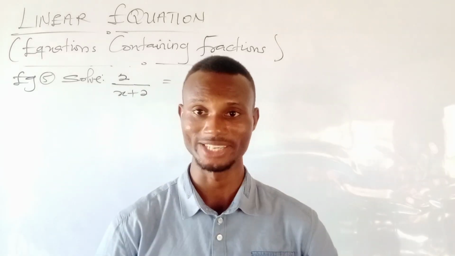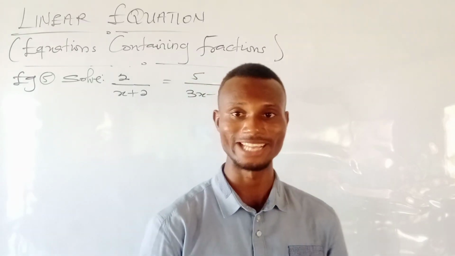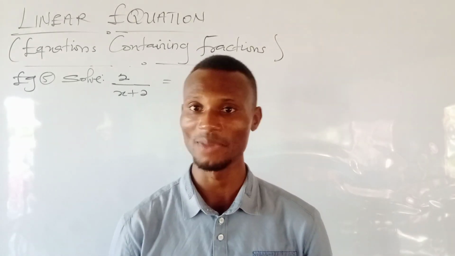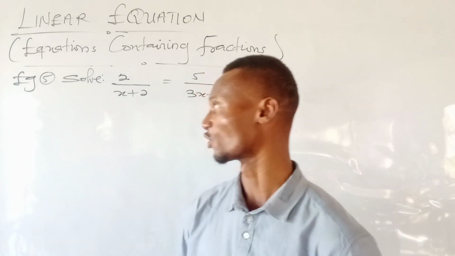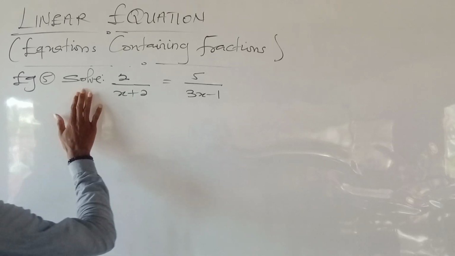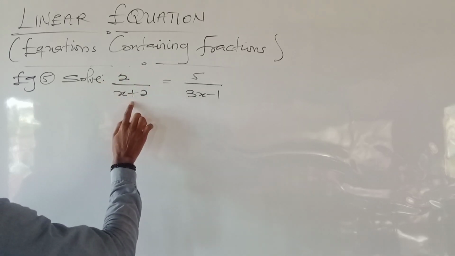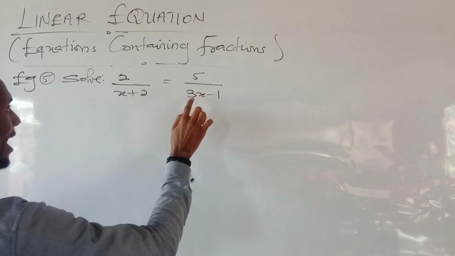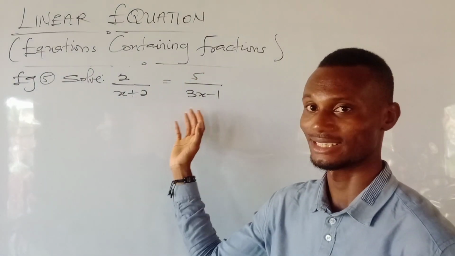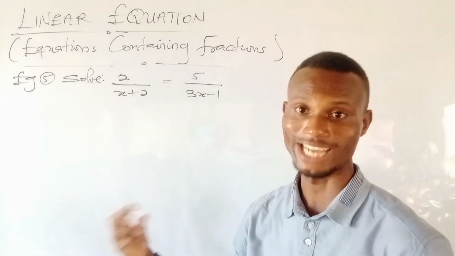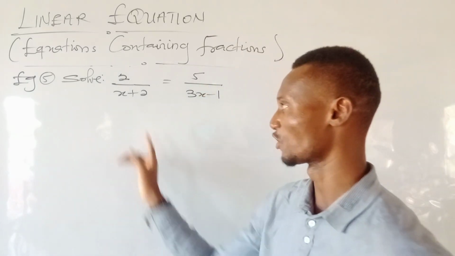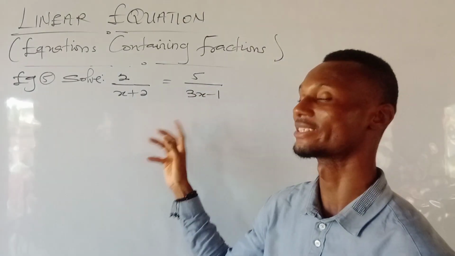But in this session, we have a type of question where the denominators are not numbers but expressions. An example is what is on the board. You can see example 5. It says solve 2 over s plus 2 equals 5 over 3s minus 1. You can see that the denominators are expressions, not numbers like the ones that you have been doing before. This is s plus 2 and this is 3s minus 1.